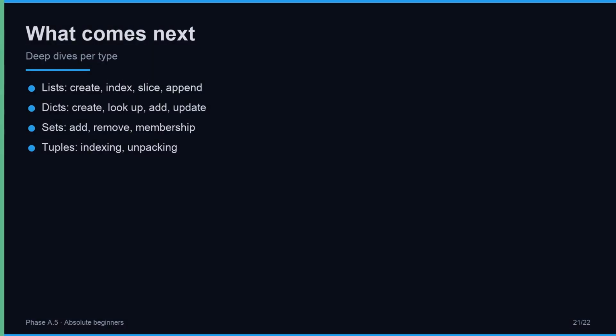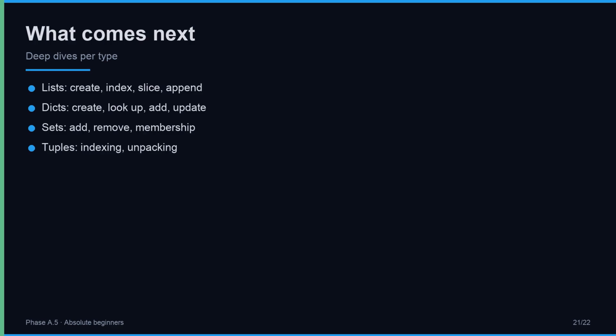From here, we slow down on each type. Lists first, how to create them, index into them, slice them, append and remove. Then dictionaries, how to look up by key, how to add and update pairs. Then sets, add, remove, membership. Then tuples, indexing and unpacking. After the deep dives, you will use each type without thinking. The decision guide stays in your head the whole way.